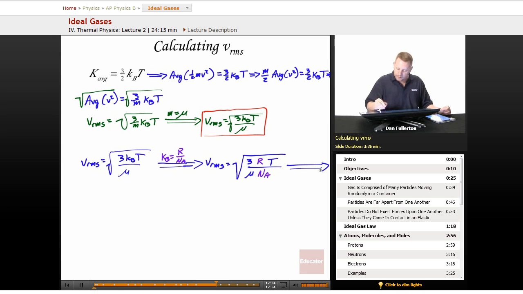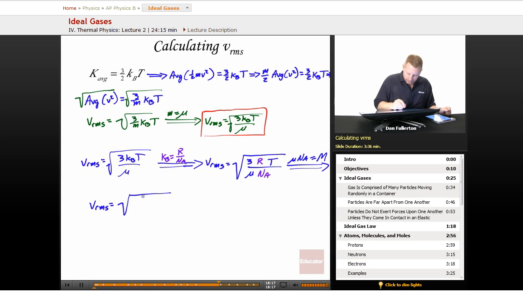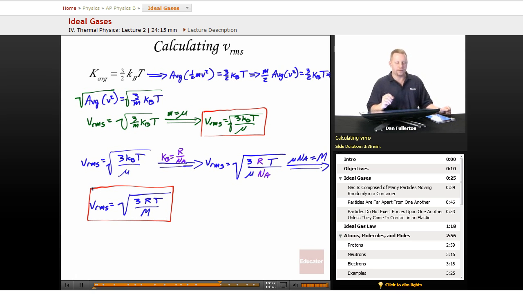But even more. Mu times Na, the mass of our molecules times Avogadro's number, is going to give us what's known as the molar mass, capital M, in kilograms per mole. So a little bit more we can do here. We could write this then as VRMS equals the square root of 3RT over the molar mass M. Another version for calculating the root mean square velocity.